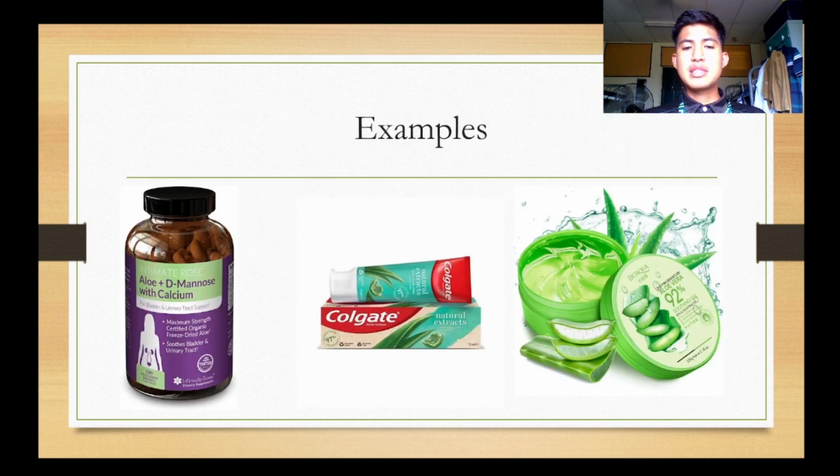So here are the examples of aloe vera products. This is the supplement. This is the toothpaste, which not a lot of people know about. Actually, Colgate is a very famous brand in toothpaste. They also use aloe vera, and there's also aloe vera gel, which is usually used for skincare.